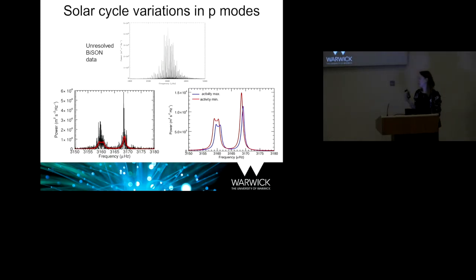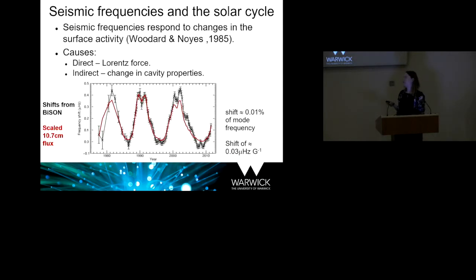So if we take an average change in frequency and plot that as a function of time, we get the figure here, in which the black is showing you the change in frequency. The red is showing you the scaled version of the 10.7 centimetre flux, which is a well-known proxy for solar activity. So what we can see in this data is the 11-year activity cycle. We can see that the frequencies increase between cycle minimum and cycle maximum by around 0.4 microhertz.